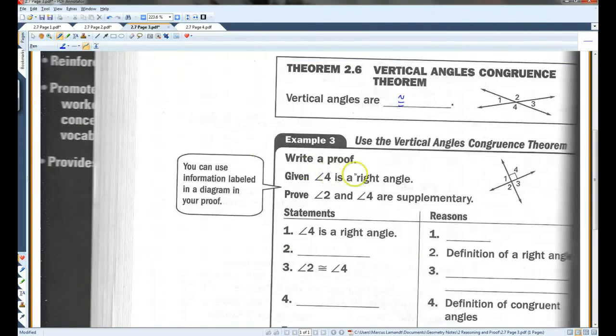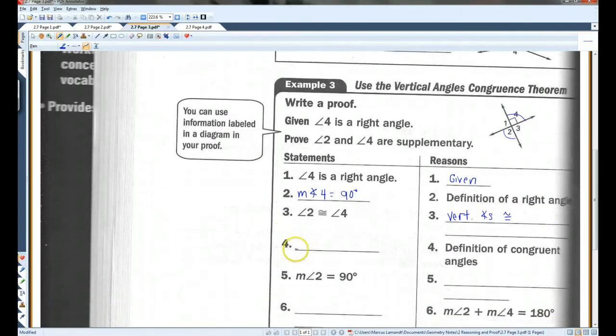Angle 4 is a right angle. That's what we're given. We need to prove that angle 2 and angle 4 are supplementary. Angle 4 is a right angle, that's given. That means that the measure of angle 4 is 90 degrees. Now, we know that angle 2 and angle 4 have to be congruent because vertical angles are congruent. You could say vertical angles are congruent, or you could say vertical angles congruence theorem. Either way is fine. If they're congruent, that means they're equal in measure. That's the definition of congruent angles.